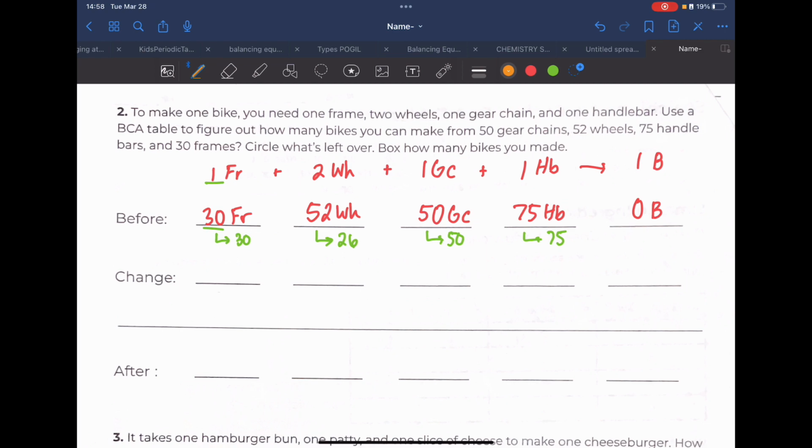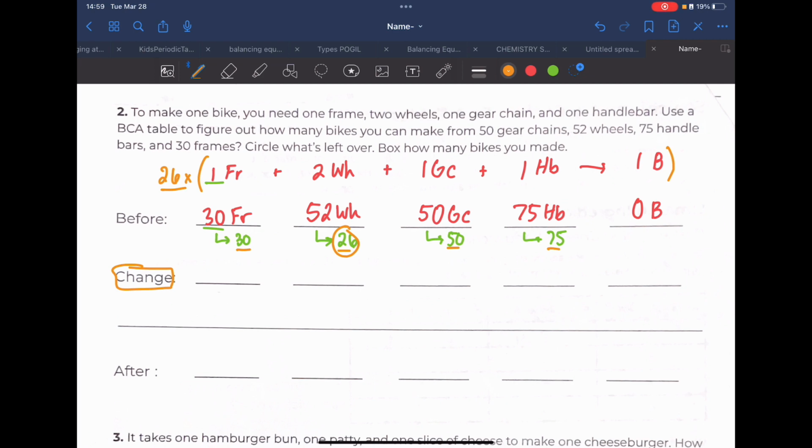Now I'm going to take the smallest number of these. I'm going to take 26, and I'm going to pull it up here. Put the whole thing in parentheses, and this 26 is telling me that I'm going to make the recipe 26 times. And then I can use that 26 to fill out my change row, because my change row shows us what our starting material is going to change by.